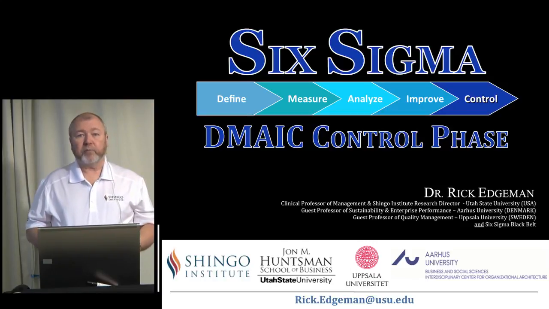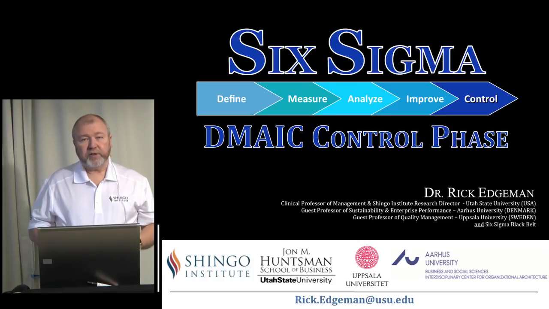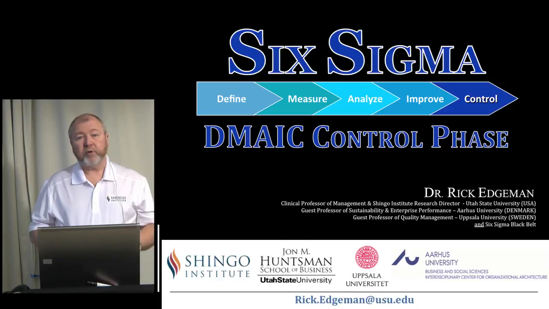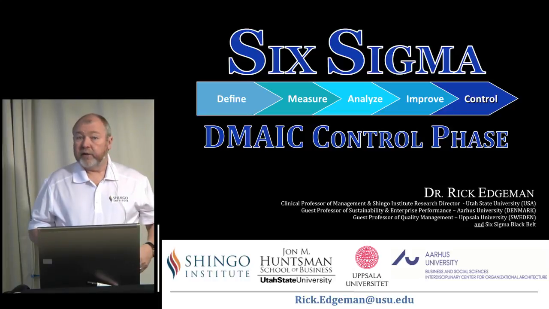So today I'm going to talk to you about the final phase of Six Sigma's most commonly used algorithm called DMAIC, D-M-A-I-C, which stands for, as you can see on the slide, Define, Measure, Analyze, Improve, Control. In previous presentations, we've talked about define, measure, analyze, and improve, and today we get to the final stage, control, after which we close out the project and look for new ones to work on.